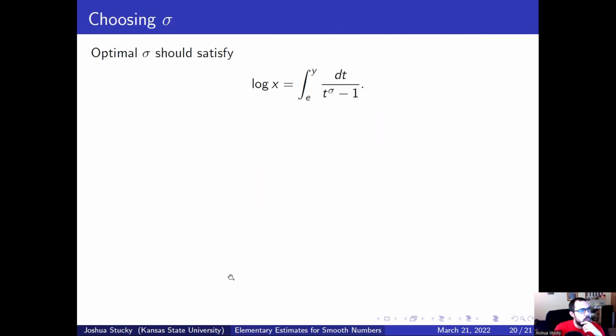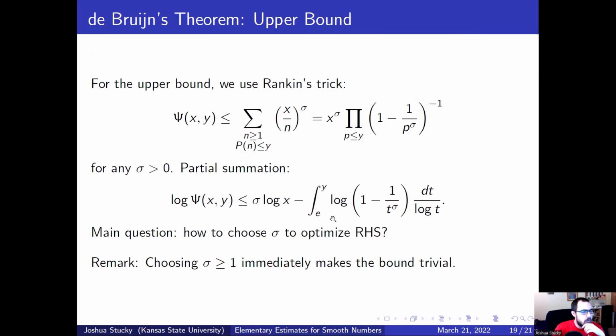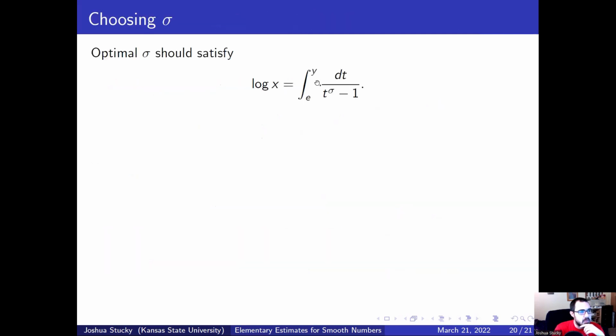And if sigma is less than 1, well, I need to minimize this right-hand side. So let's apply calculus, minimize with respect to sigma. So differentiate with respect to sigma. It should satisfy this. I want to find the sigma which makes this true. Here, my integral is going down to e because it's a convenient value. Again, there's an error term, but we don't care about it.